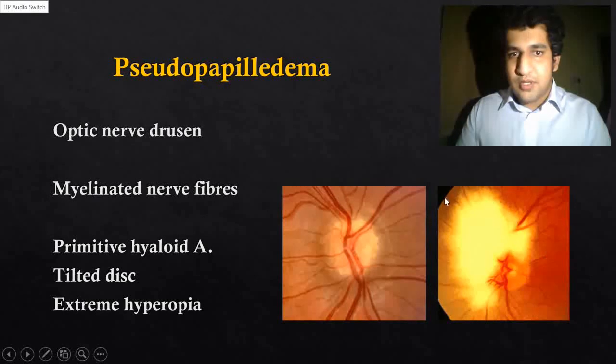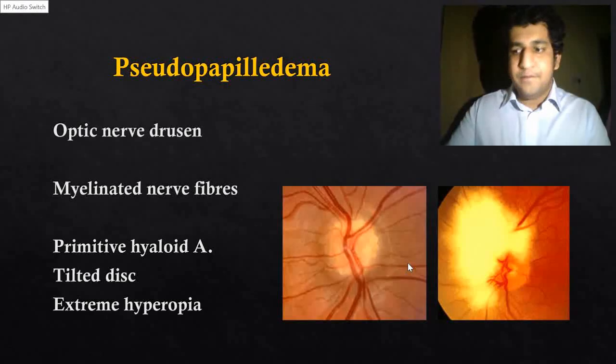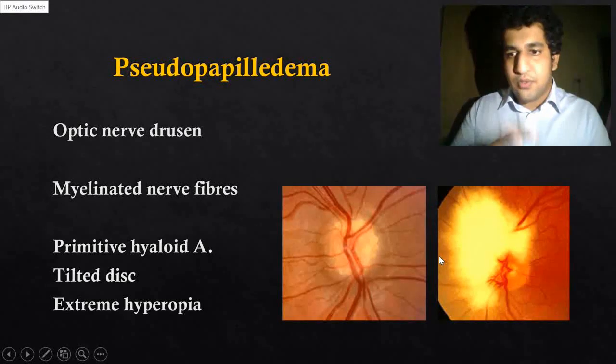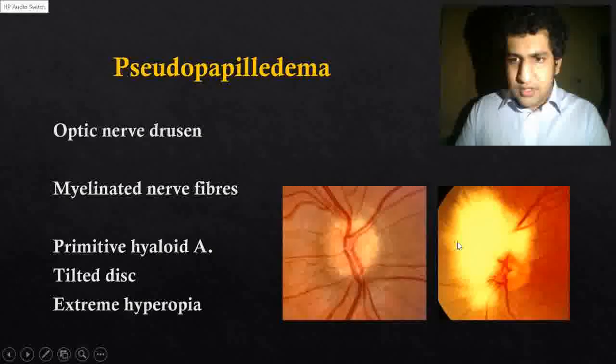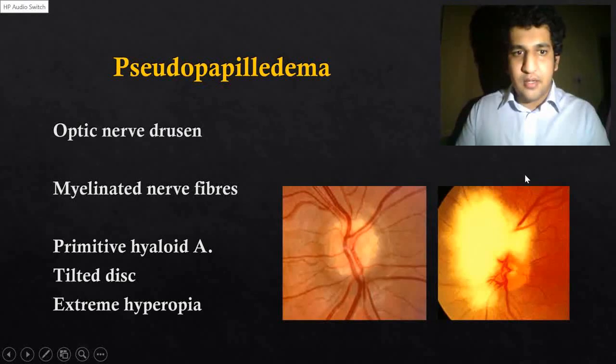Secondly, this is what a myelinated nerve fiber looks like. We discussed axons in the nerve fiber layer are not myelinated, okay? But sometimes the myelination extends beyond the lamina cribrosa into the nerve fiber layer of the orbit, and this is what it'll look like. So you won't see the optic disc, or you won't see part of the optic disc, and it'll just be blurred like this. So you need to identify these conditions.